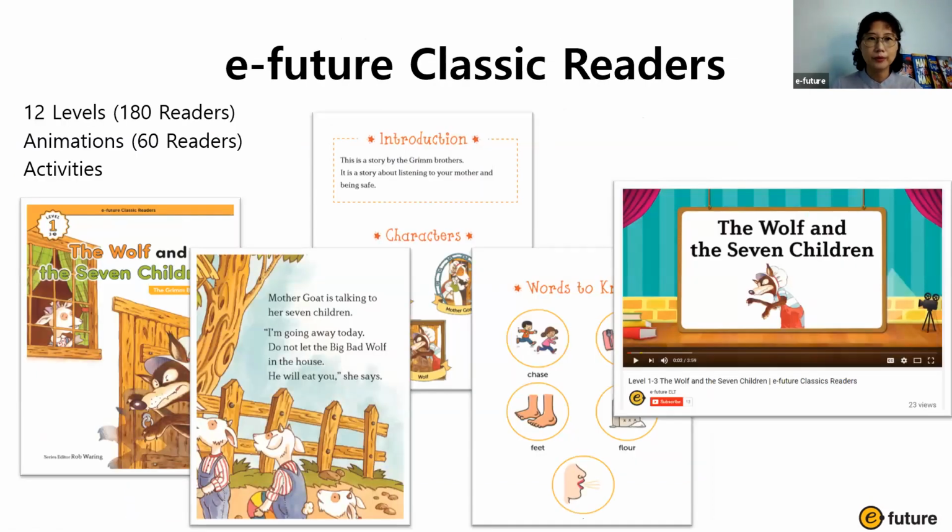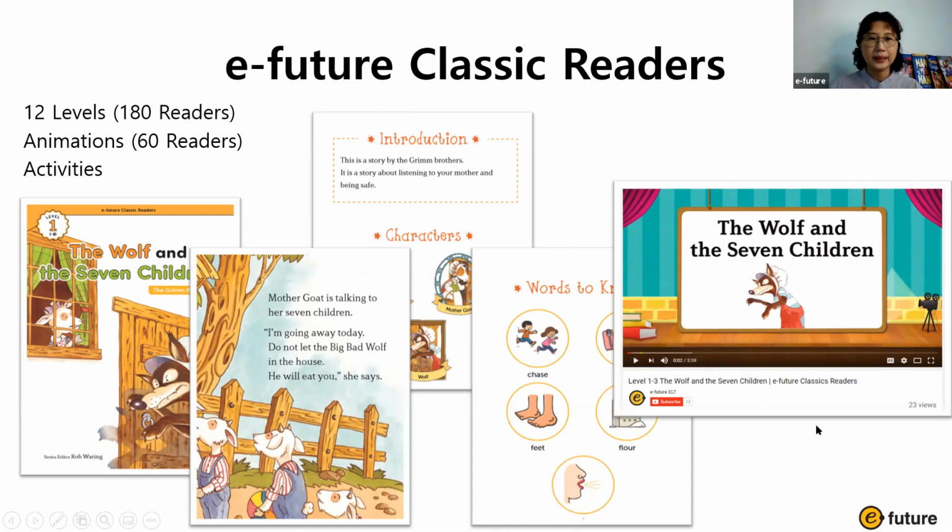So this is a book from eFuture Classic Readers. There are 12 levels, 180 classic readers, and we have animations for the low-level readers, 60 readers. We have the animations, and we provide lots of activities and worksheets. You can watch this animation on our YouTube channel.